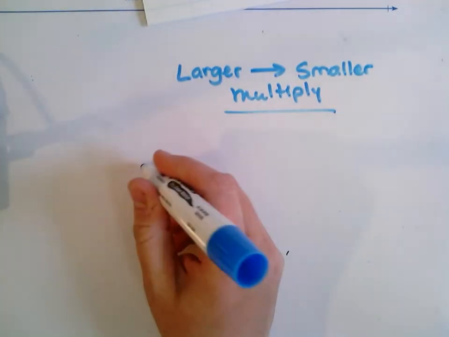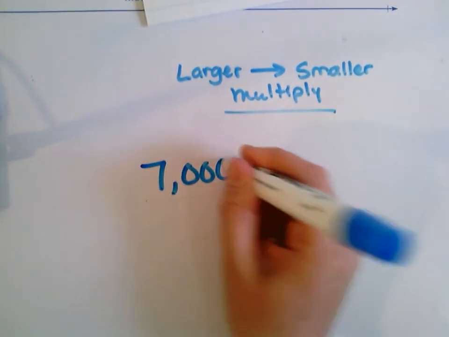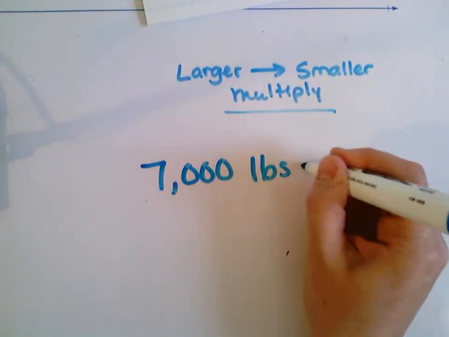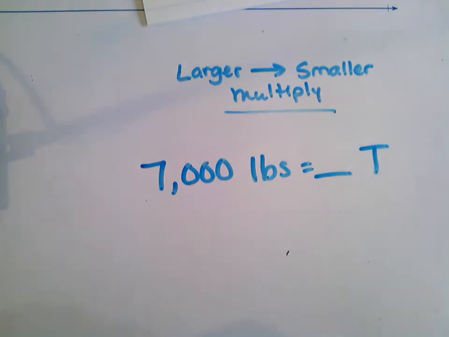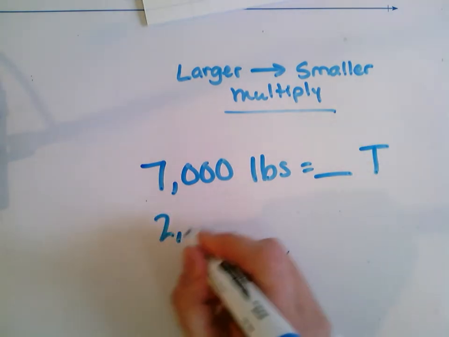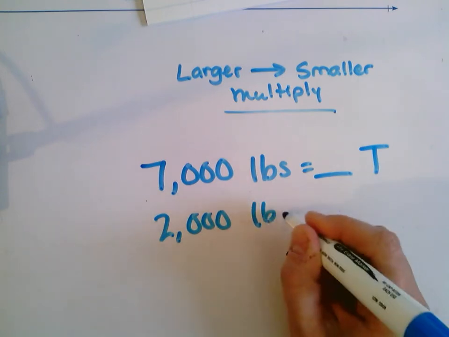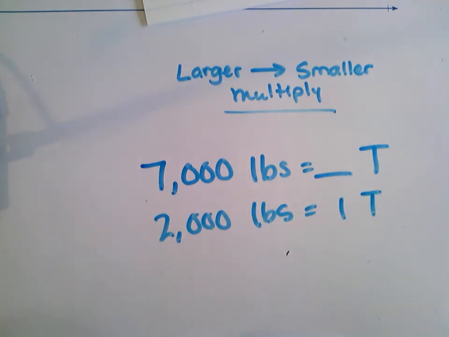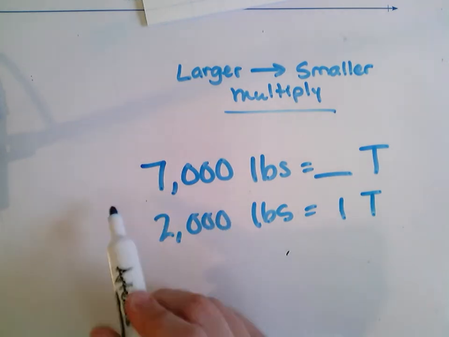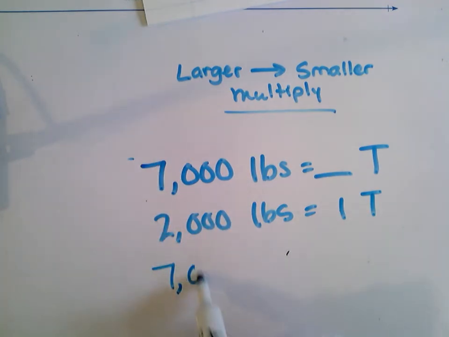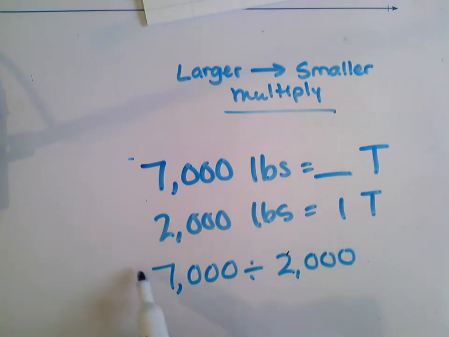What if I had 7,000 pounds equals how many tons? Well, there's 2,000 pounds in 1 ton. Let's see if I can use my trick. 7,000 divided by 2,000. Well, 7 divided by 2 is not a basic fact, but I can still use it to help me. All right, I can still do 7 divided by 2.